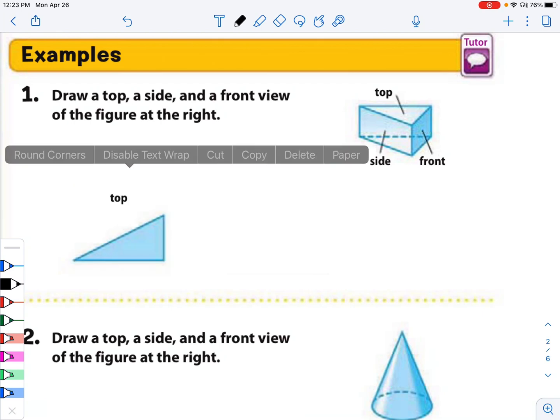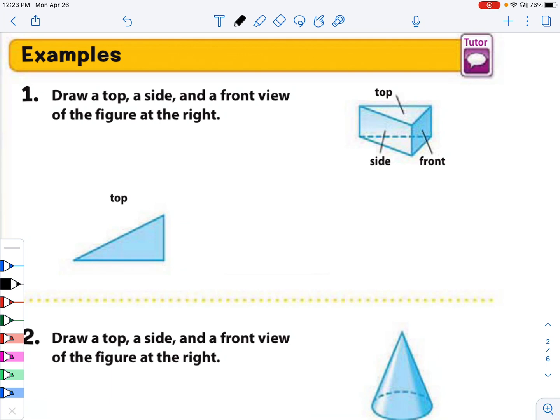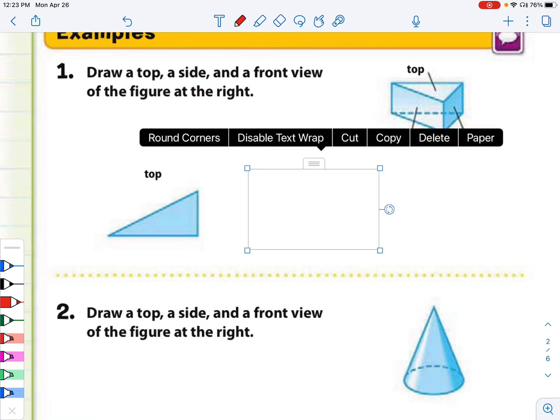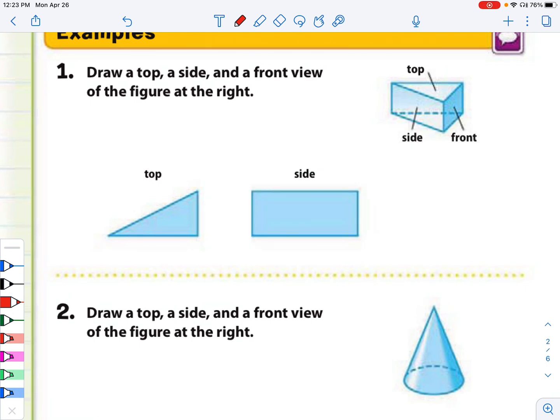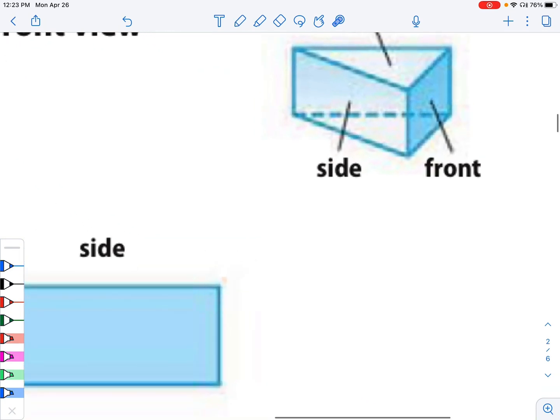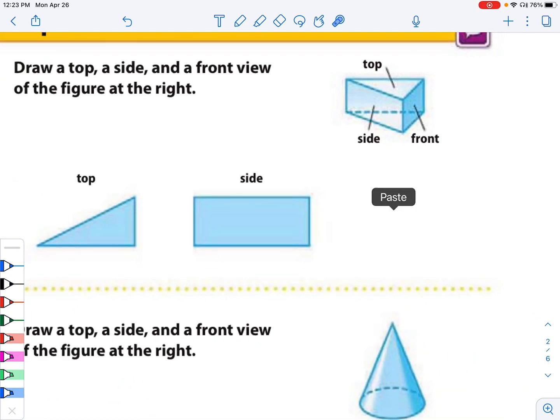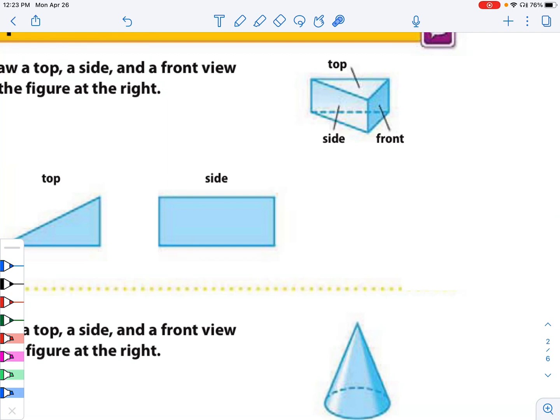Okay, so that's our top view right here. It's actually more of a right triangle, I'm sorry. Okay, so that's our top view right there. Our side view will look like a rectangle right there. That's our rectangle, which is our side view. And our front view will look very similar to a square. Well, it's still a rectangle, close enough to being a square.